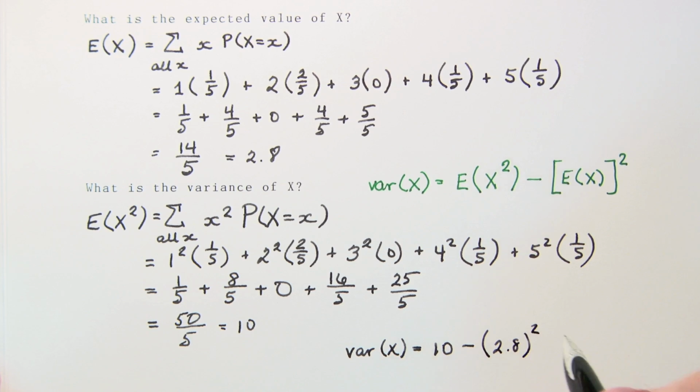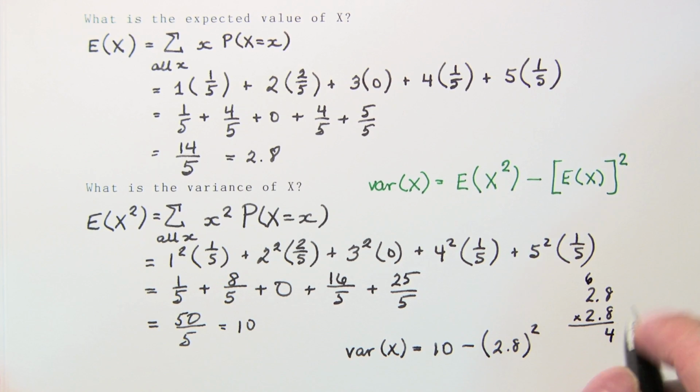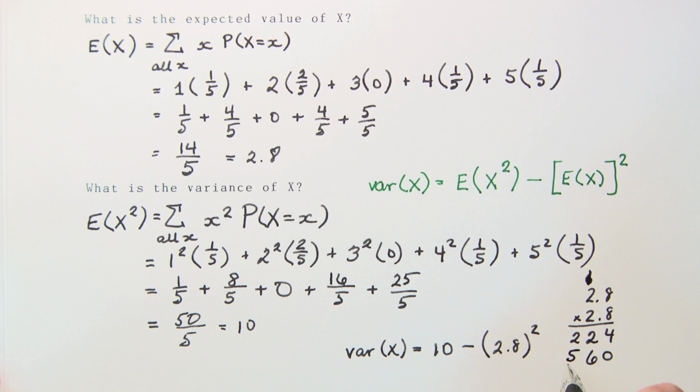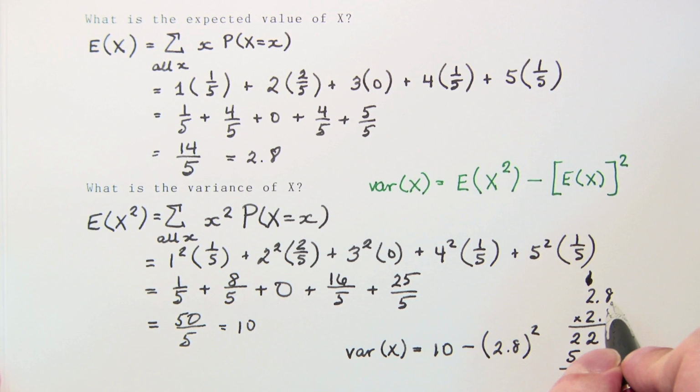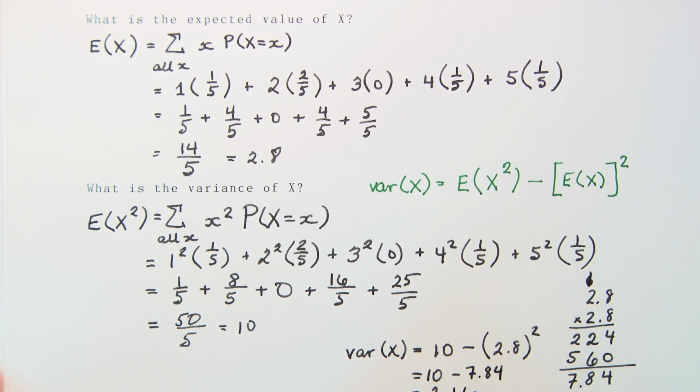So 2.8 squared. So 2.8, 2.8. 8 times 8 is 64. 8 times 2 is 16. 16 plus 6 is 22. Okay, and then the same idea again. I got 2 times 8 is 16. Carry that 1. 2 times 2 is 4 plus 1 is 5. So I get 4, 8, 7. So 7, and then 1, 2. Good. So 10 minus 7.84, and I'm left with 2.16.